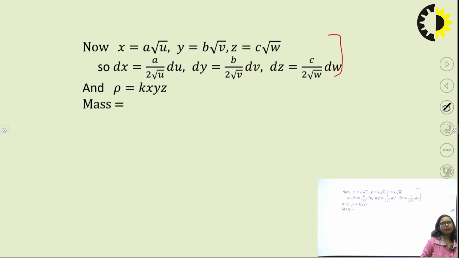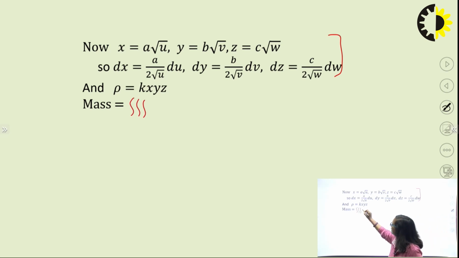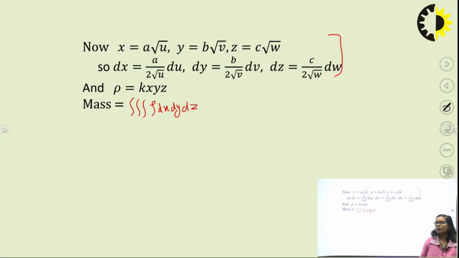So look at what the mass is here. We have already discussed that the mass is given by the triple integral of density dx dy dz. Putting in the density, which is a function of x, y, z given over here, the triple integral has density k x y z dx dy dz.